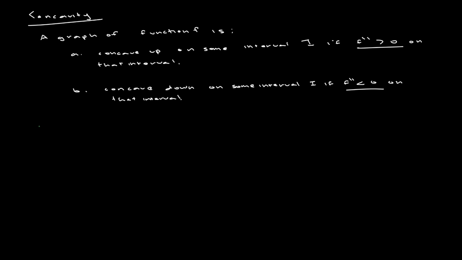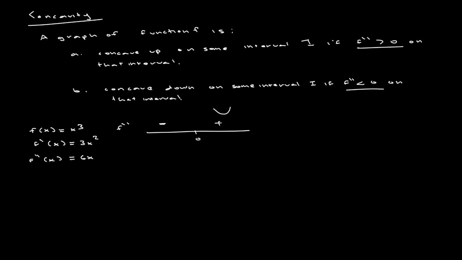So let's say we have a function f of x is equal to x cubed. We know that f prime of x is equal to 3x squared, and then f double prime of x is equal to 6x, right? And so we know that on values greater than 0, f double prime is positive, and on values less than 0, f double prime is negative. So we're saying that on x greater than 0, our function is concave up, and I'll just represent it like this, and then on values less than 0, our function is concave down.